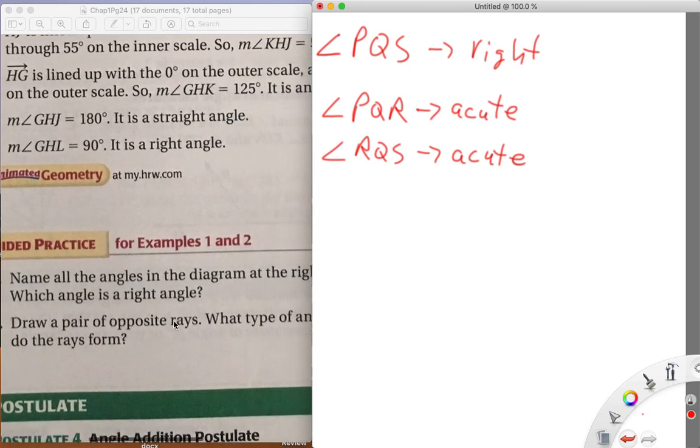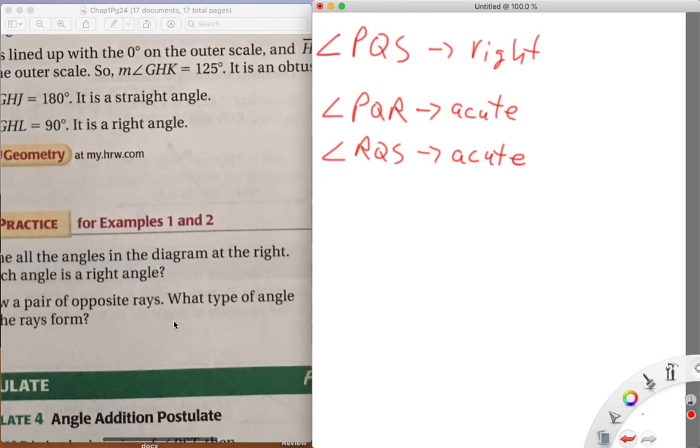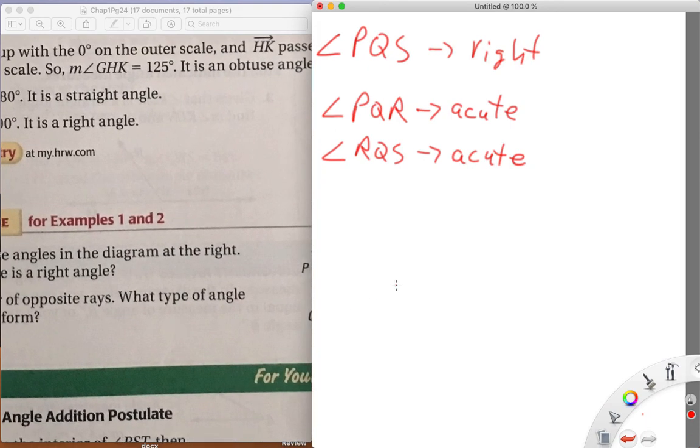The next question says to draw a pair of opposite rays, what type of angles do opposite rays form? We know that opposite rays have to be on the same line. We can say P. So opposite rays form a straight line.